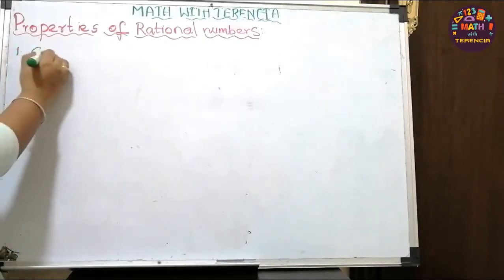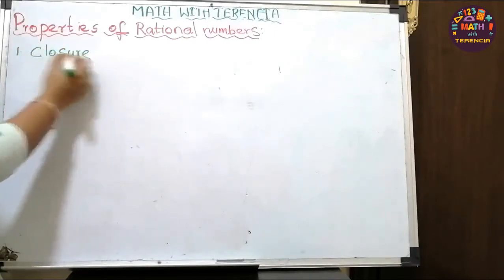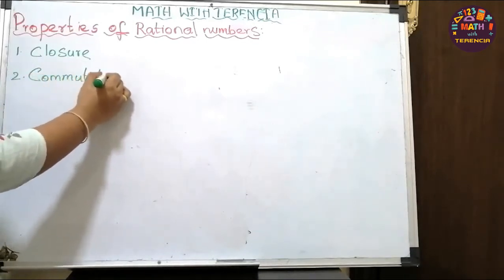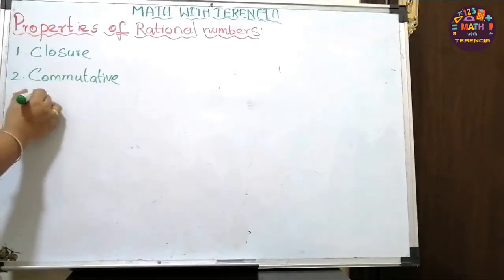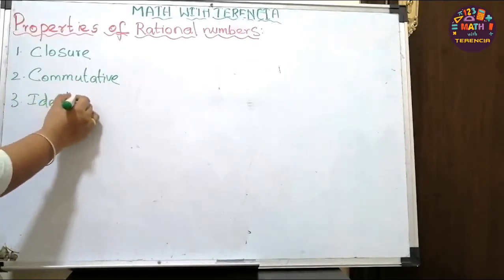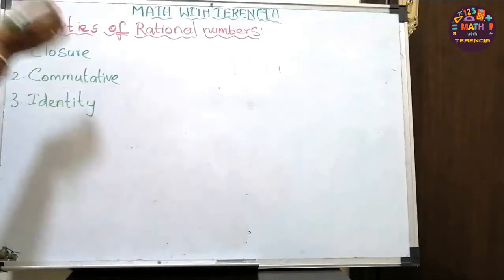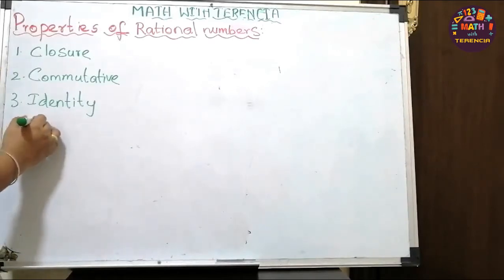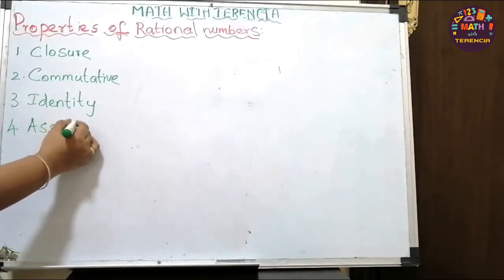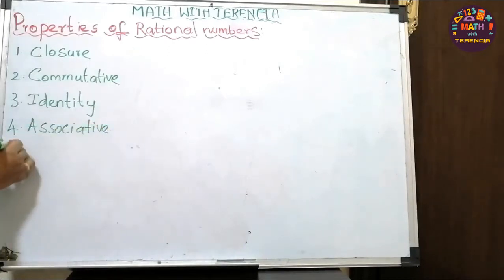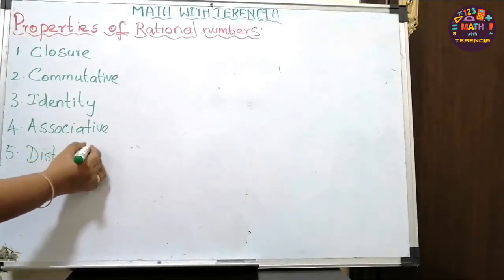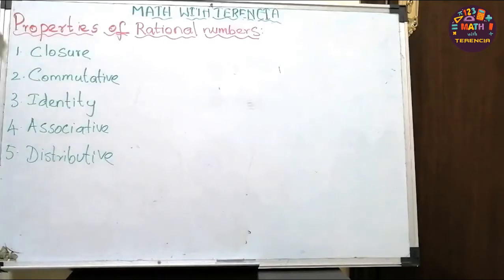What are the properties? First property is closure property. Second one is commutative. Third one is identity. In identity we have both addition and multiplication. And the fourth one is associative. And the last one is distributive. So these are the 5 different properties which we are going to see in rational numbers.